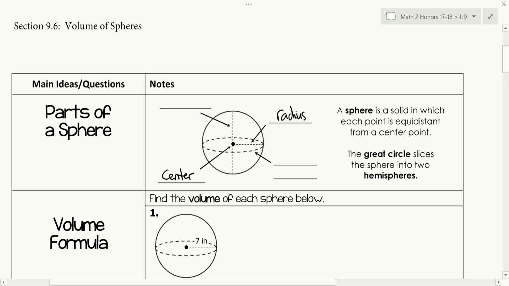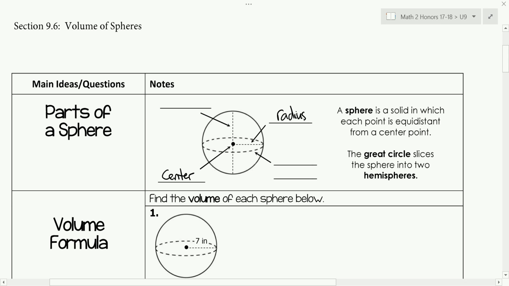So, and we see these all over, okay? You play any sport, you probably work with a sphere, okay? Baseball, tennis ball, golf ball, basketball, okay? A football would not be a sphere, but a lot of the sports use spheres, right?